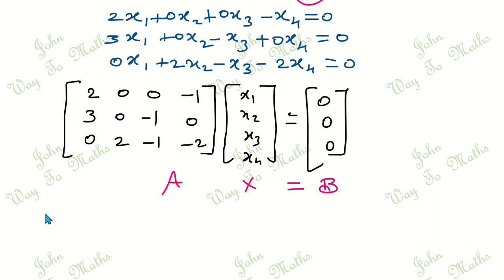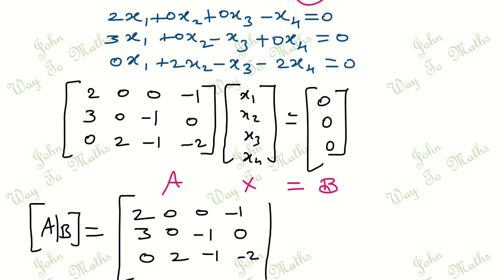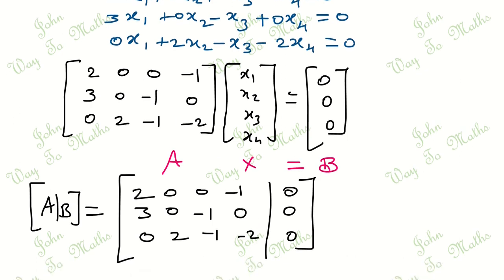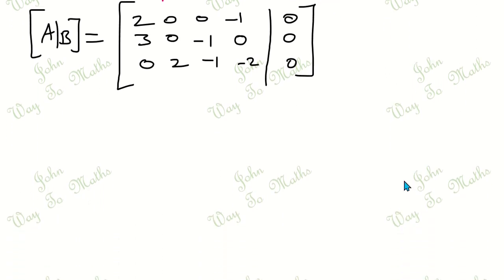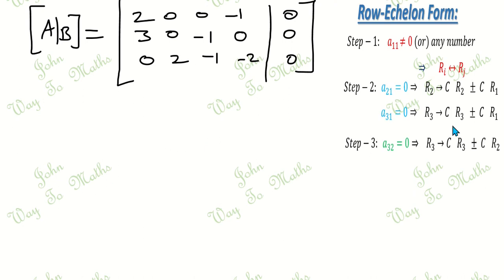Here I am going to write it in the form of an augmented matrix. A bar B becomes, first I am going to write the A matrix, then the B matrix. In the augmented matrix, we use row echelon form to solve. Here I'm going to follow 3 steps: step 1, step 2, step 3. Step 1: the first element of the first row should not be 0, any other number is fine. Here there is 2, so no problem. So we keep the first row as it is.